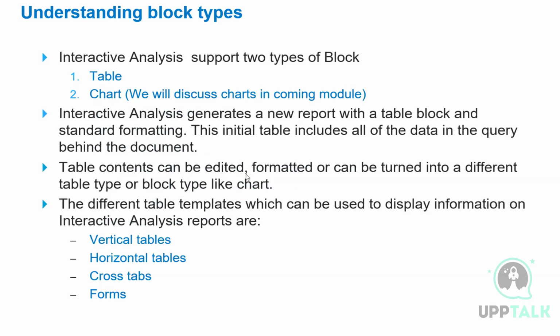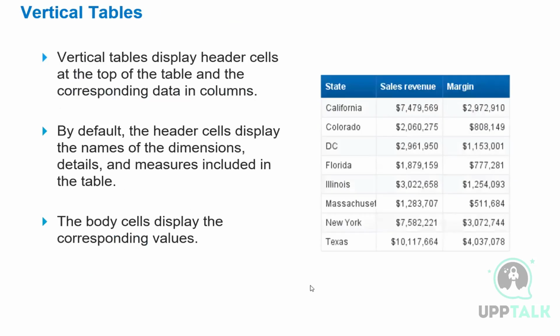Those table contents can be edited, formatted, or can be turned into a different table type or block type like chart. The different table templates which can be used to display information on Web Intelligence are: we have vertical tables, we have horizontal tables, we have cross tabs, and we also have forms. This is the vertical table look. So it is like a normal table. It is showing columnar, row wise data.